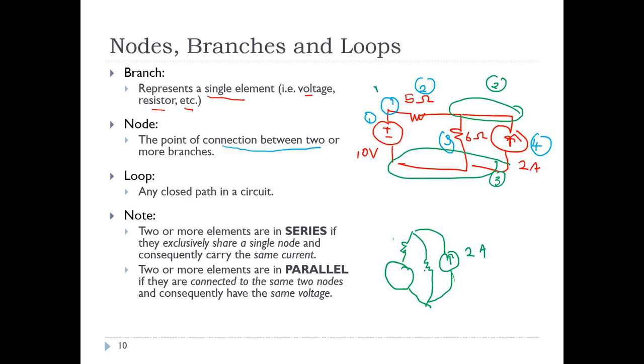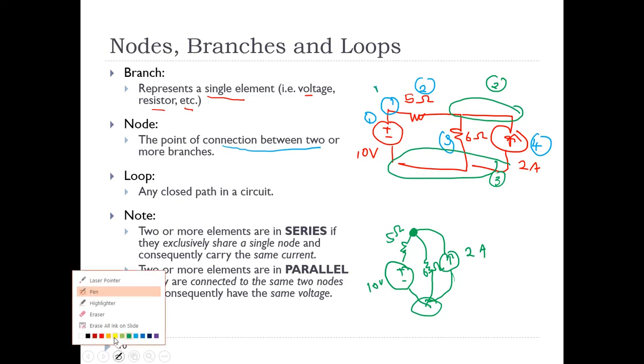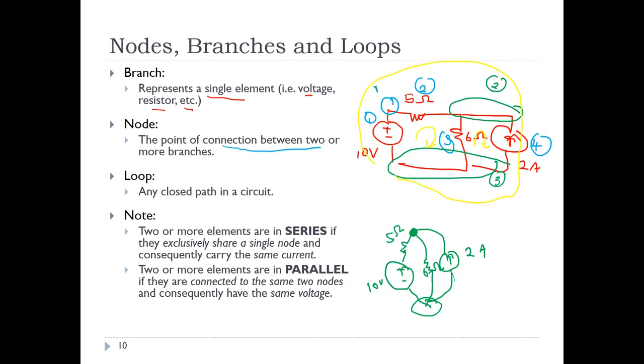2 ampere, this is your resistor, 6 ohm, 5 ohm, and positive, negative, 10 volt. So this is your node number 2. Here is your node number 1, and this is your node number 3. Whereas for the case of loop, a loop is any closed path in a circuit. Normally, I prefer to consider the inside loops, these 2 loops. But you can also consider the outer loops.